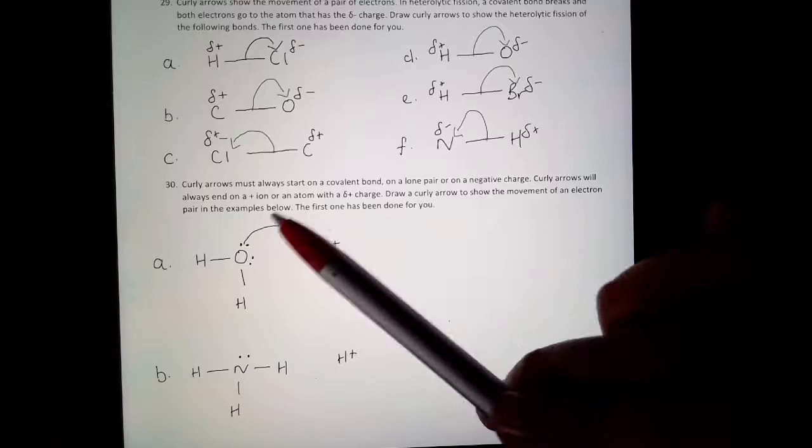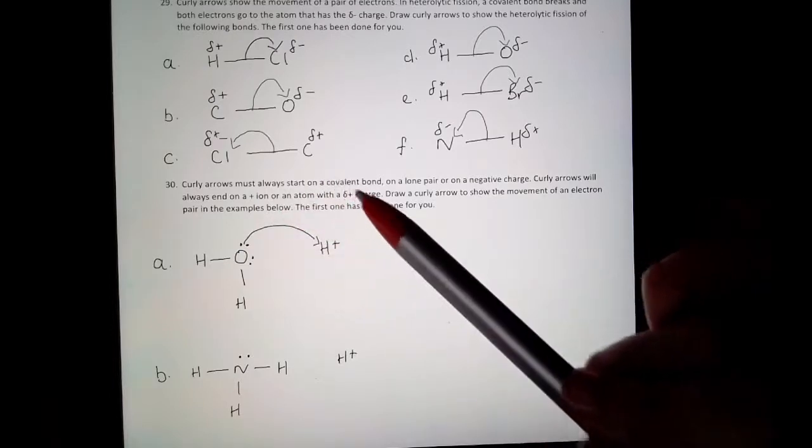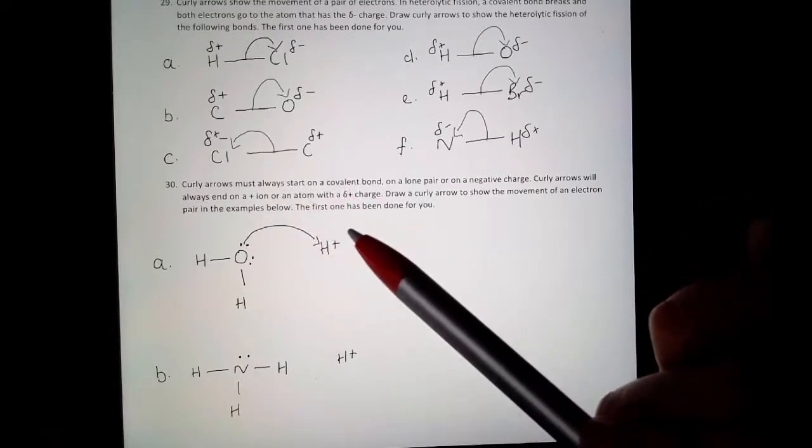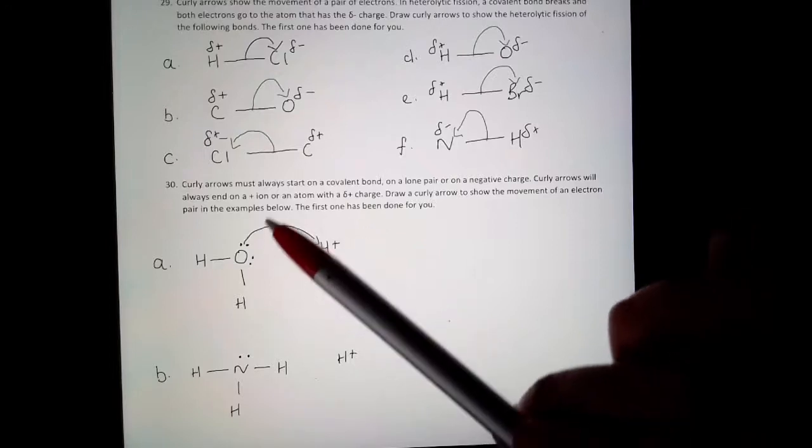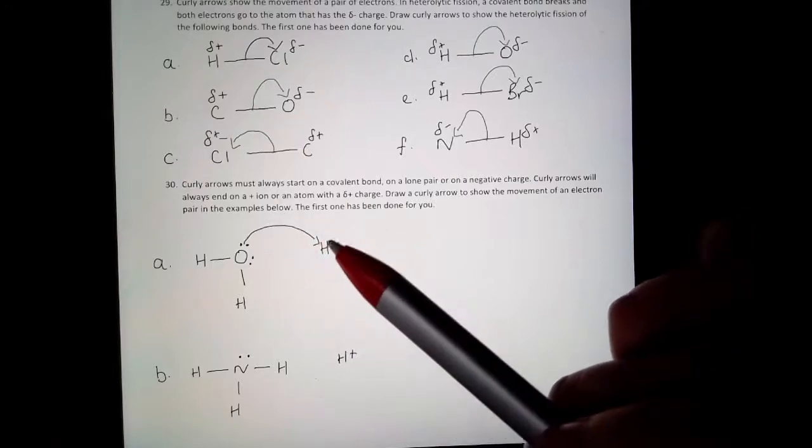They always end on a positive ion or an atom with a delta positive charge. They're going to end on something that does not have electrons, and that's going to be represented by either a positive or delta positive charge.